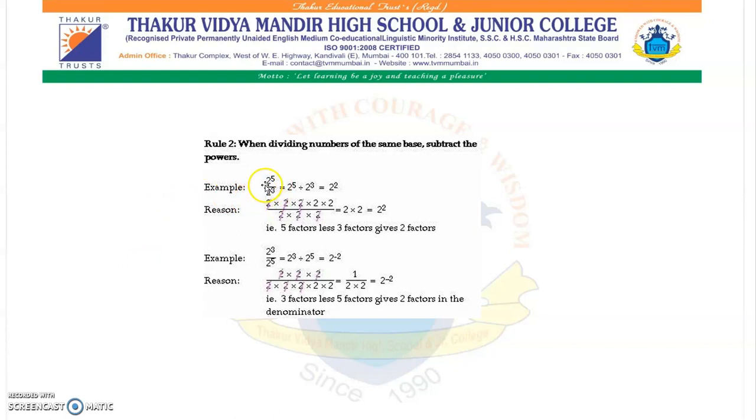See more examples. 2 raised to 5 upon 2 raised to 3. Here the base is the same, powers are subtracted. So 5 minus 3 is what? 2 raised to 2. But we can solve this way also. 2 raised to 5 written in expanded form, 2 raised to 3 written in expanded form. Cancel the same terms from numerator and denominator. We get 2 into 2 equal to 2 square. Means 2 occurs how many times? 2 times. In both ways we are getting the same answer. Same way you have to do the next example.